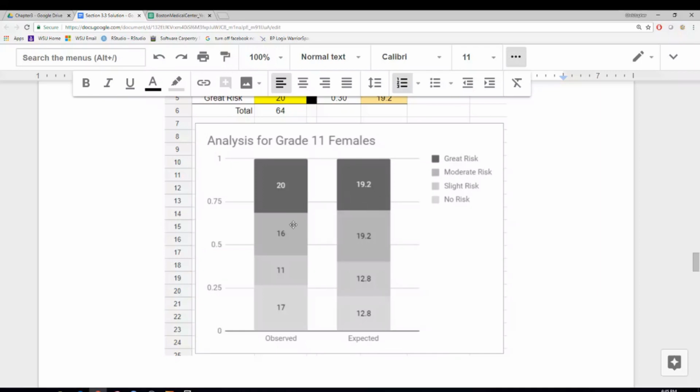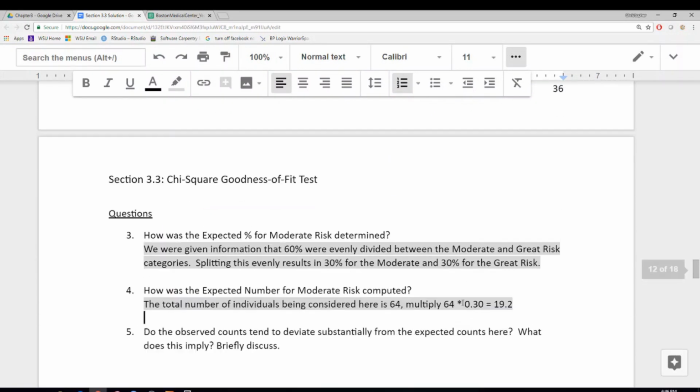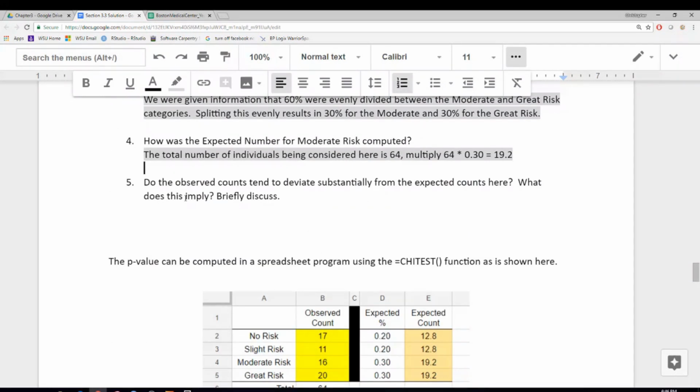And to be honest with you, at least from what I can see here, it looks like they match up pretty closely. I'm a little bit higher here at 17 compared to 12.8. But just generally speaking, or I should say collectively, across all of the categories, it looks like it's pretty close. So there's not much deviation here is what I would say. So let's go ahead and answer that one.